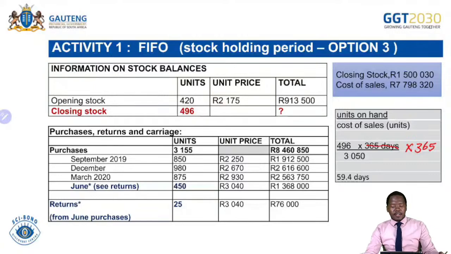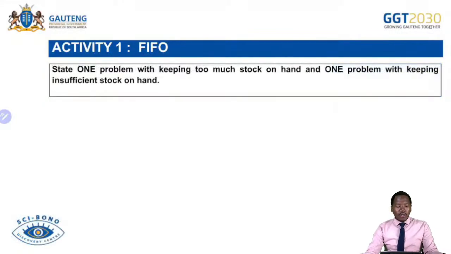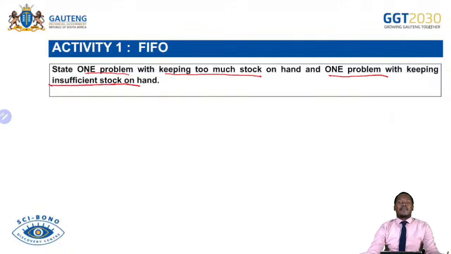Right. Now, grade 12, moving forward, we are now going to be looking at our internal control or theory questions regarding inventories. Now, we are stating one problem here with keeping too much stock, one problem with keeping too much stock, and one problem again with keeping insufficient stock.